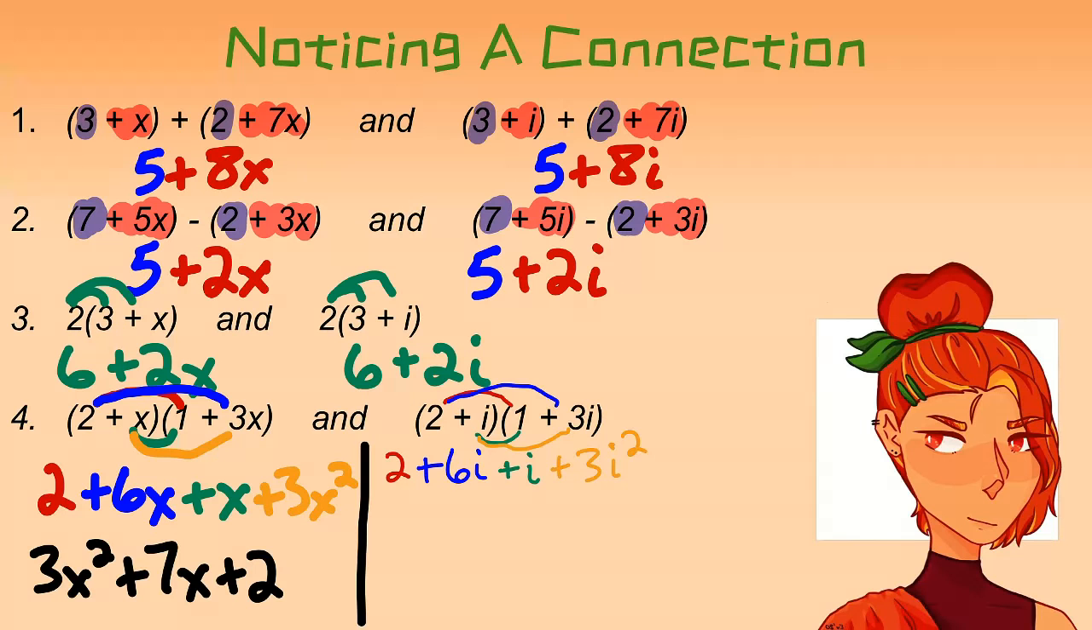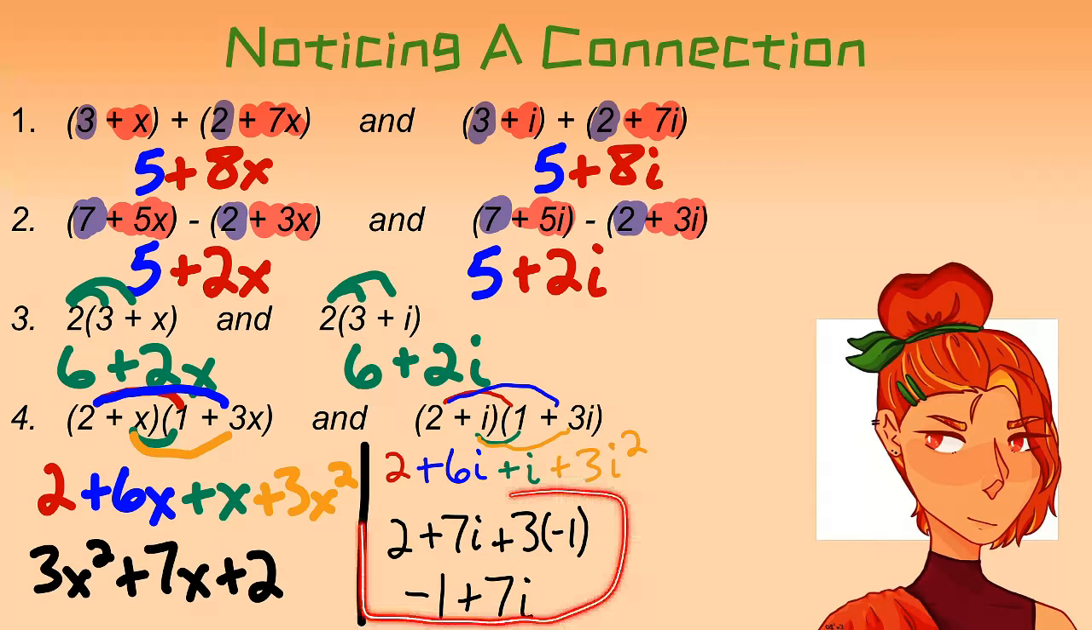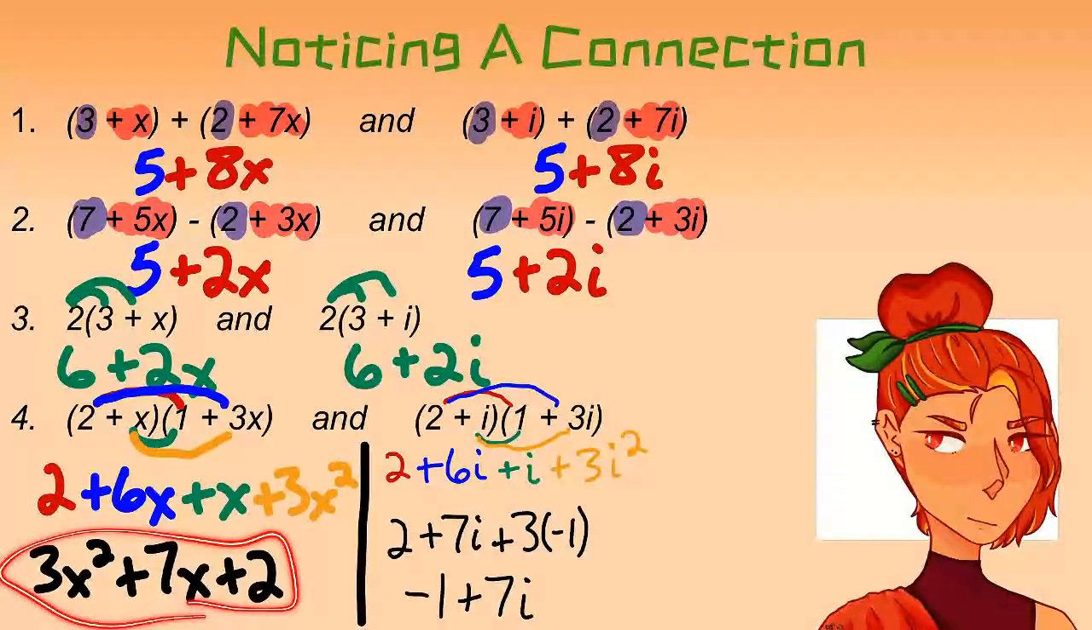Now, I can combine my i terms. So I have 2 plus 7i. And this i squared, remember, we just talked about i squared equals negative 1. So we have plus 3 times negative 1. Now this is going to be negative 3. When we combine negative 3 with a positive 2, we get negative 1 plus 7i. So these steps are just a little different than over here, but hopefully you don't find them to be too confusing. Are there any questions at this point?